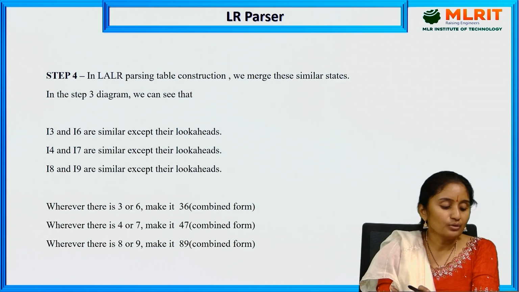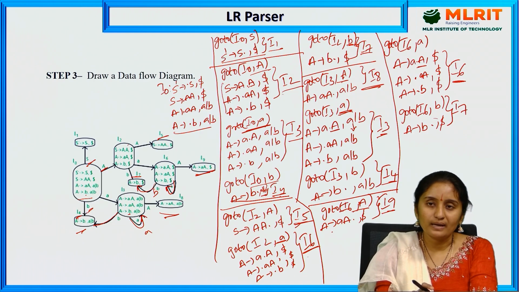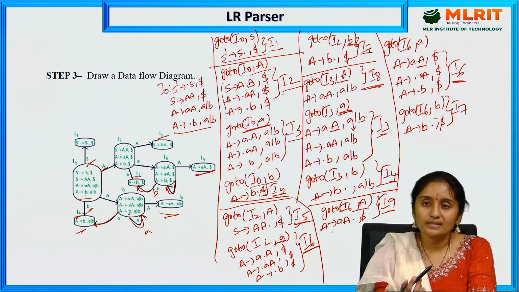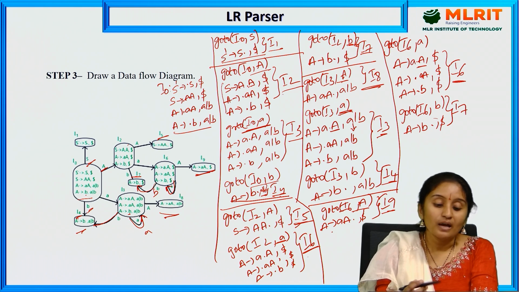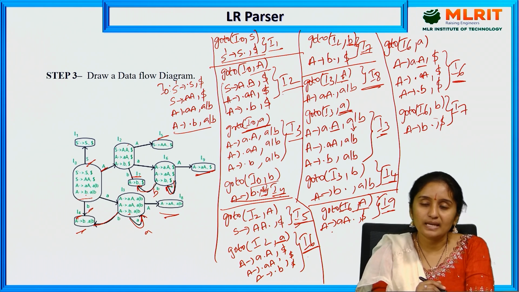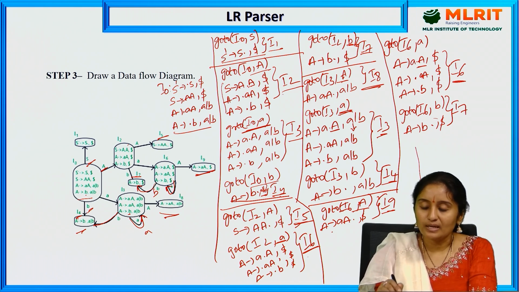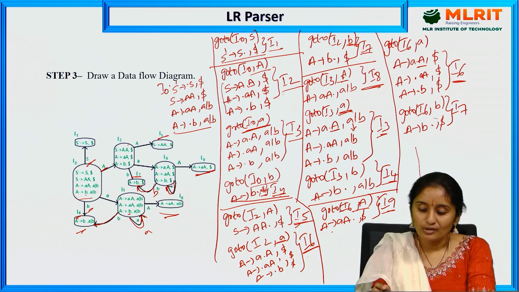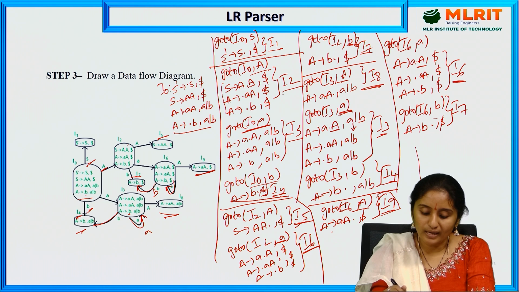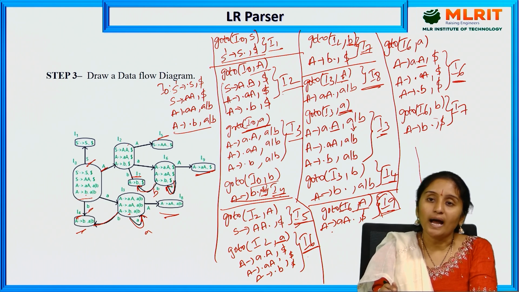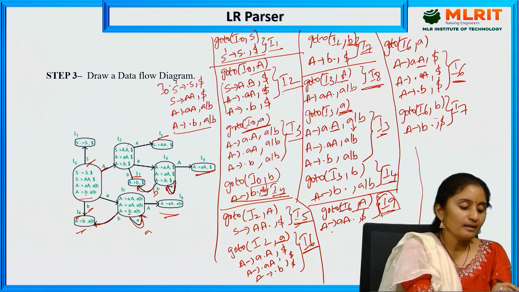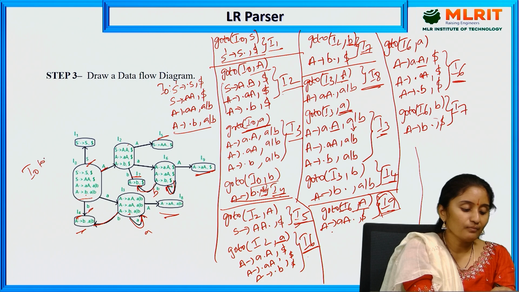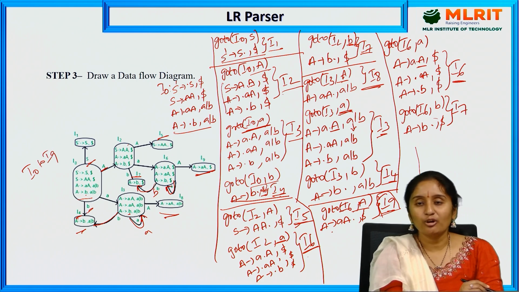To calculate the LALR(1) parsing table, what we did for the CLR(1) parsing table is this: however many states there are, that many rows we have drawn and that many columns we have taken. So how many states do we have? 9 states are there, nothing but I0 to I9, and we have done the columns I0 to I9.